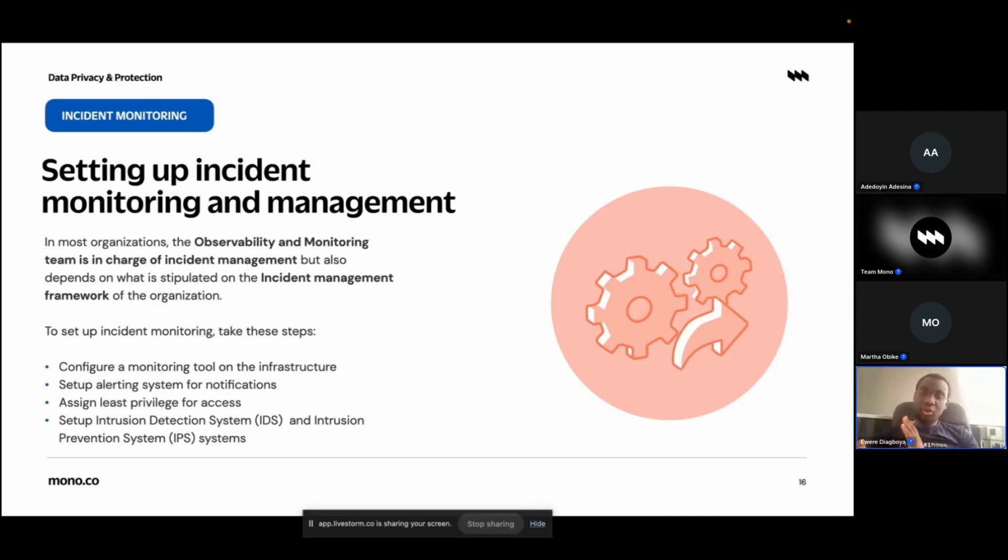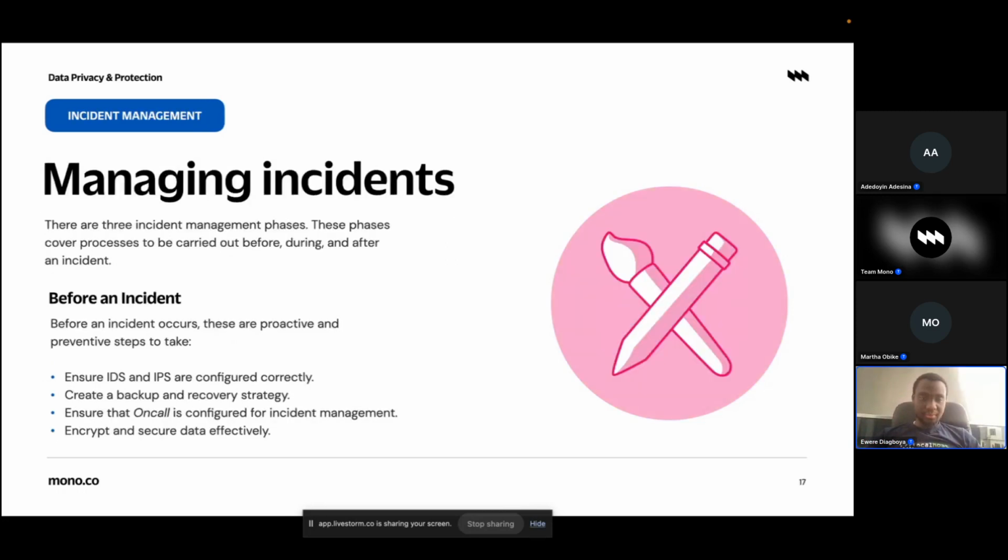So it depends on your compliance, it depends on your organization, whether you implement both at the same time or just implement one that you can manually act on. Next slide.